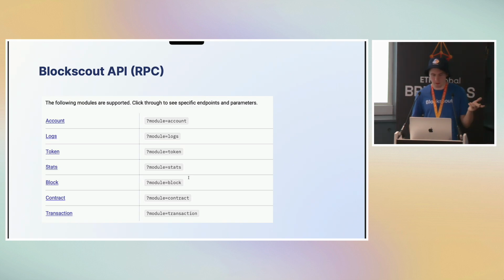Then the second piece of the API we have at Blockscout is an RPC-compatible API, which is designed to simplify the transition to Blockscout from other potentially closed source block explorers like EtherScan or others. So here we have a bunch of different modules. Basically, it's the same API as the REST API, but in a different format, which is fully compatible with EtherScan or other closed source block explorers.